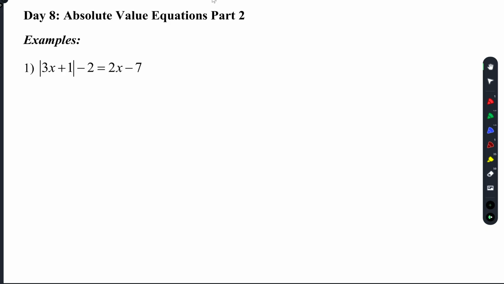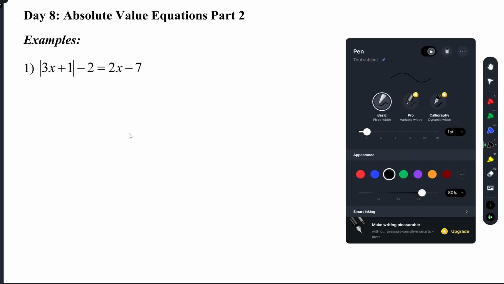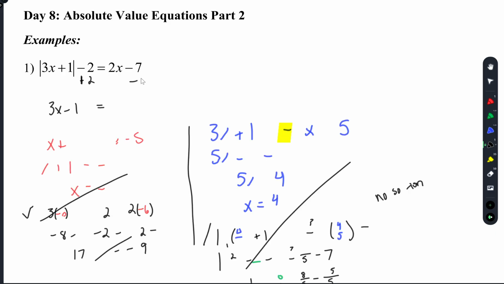Stuff by the bars. So before you start separating them, you have to get any numbers by the bars away. So like this -2, you need to get out of there by adding it.